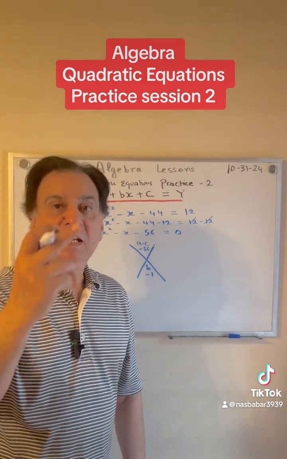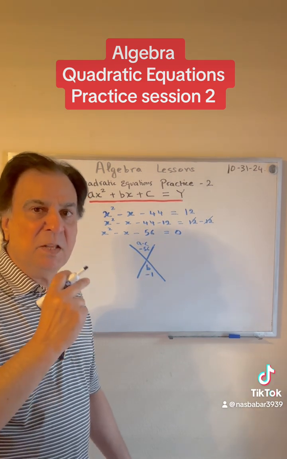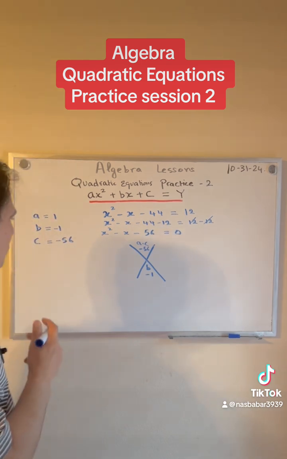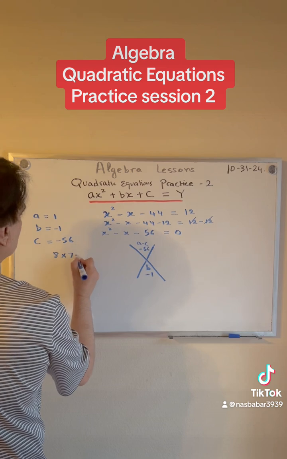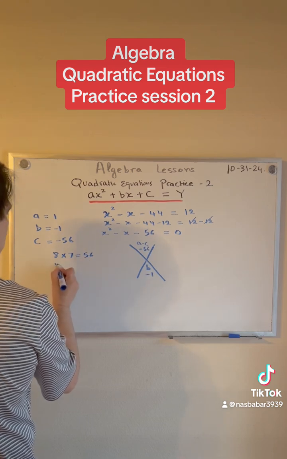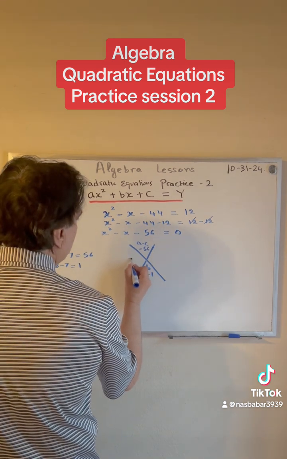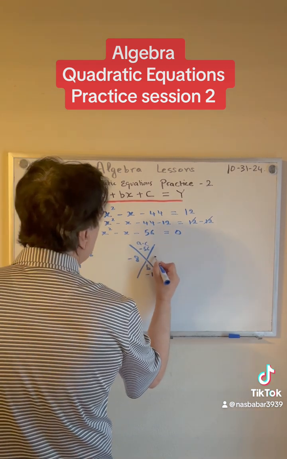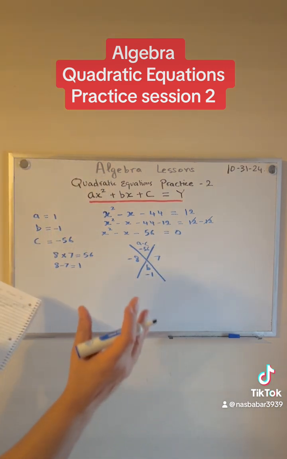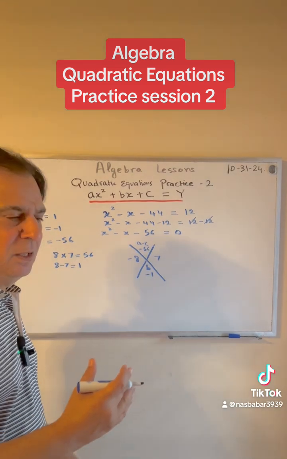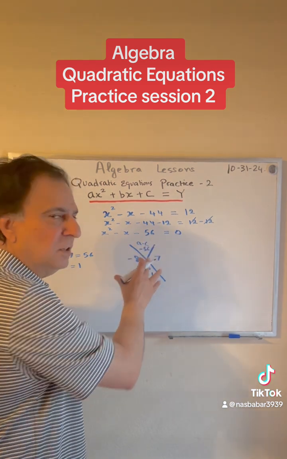Right away think 8 times 7. 8 times 7 is 56, right? And 8 minus 7 is 1. So I can use 8 times 7, which is 56, and 8 minus 7 is equal to 1. So then this position right here, I can say minus 8, and this right here, 7. This is the beauty of the big X. Everything is visible. When you're solving a problem, visibility is really important for me. So this big X gives me visibility.